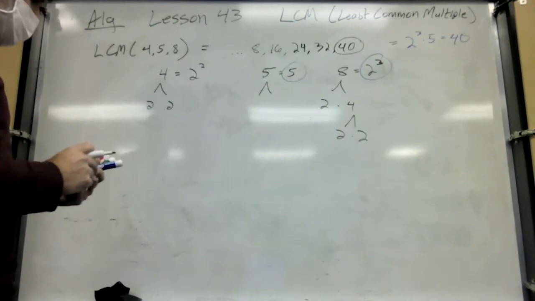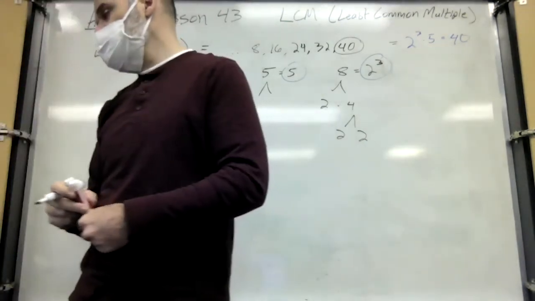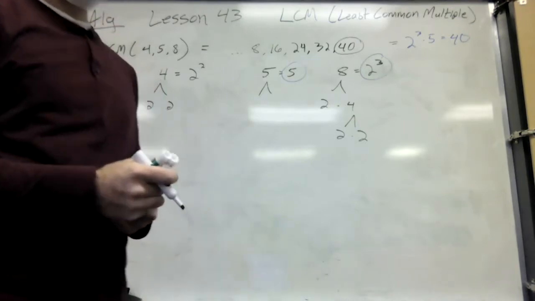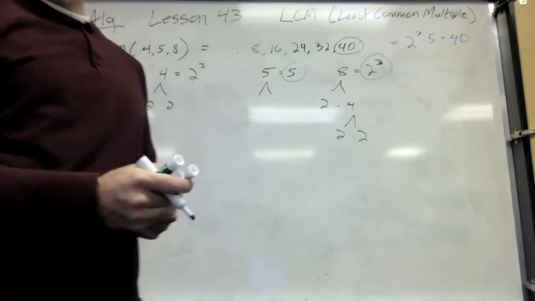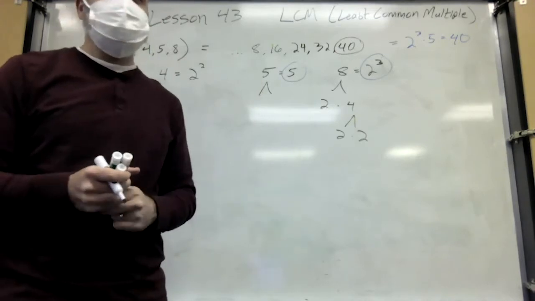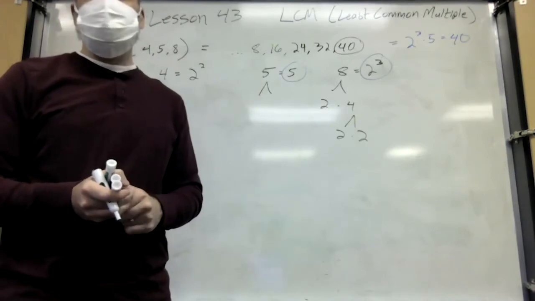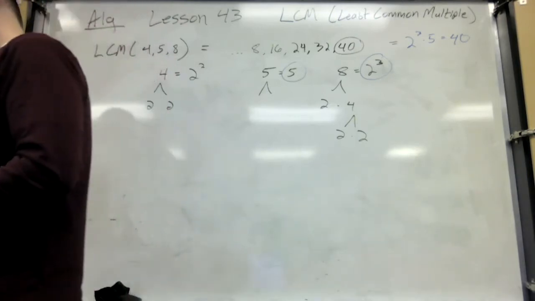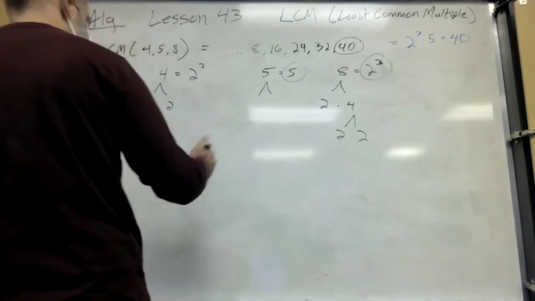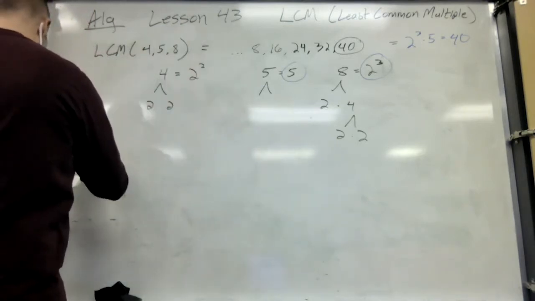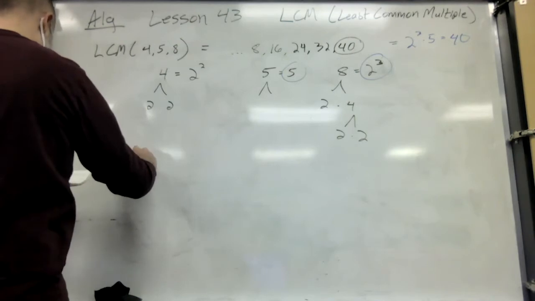Okay? So we're going to use this when it comes to algebra. And in algebra, finding the least common multiple, I think, is a little bit easier. Okay, so you're just looking for the biggest exponent of each factor. Okay, so let's try another one. Let's see if you can do this way. So you just look for the greatest exponent of each factor.